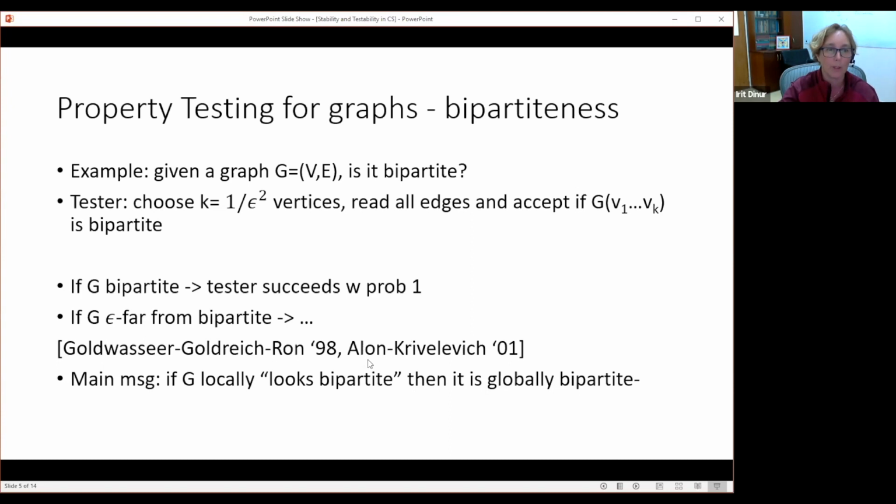Notice that we are relating two different measures. One measure is the probability over local pieces that the local piece is bipartite. That's a number between 0 and 1. And the other measure is how many edges I need to remove from the graph in order to make it bipartite. It's two different measures, and what such a theorem is telling us is that these measures can be related to each other.